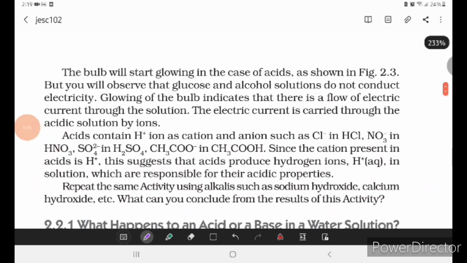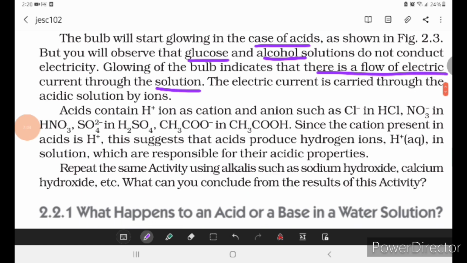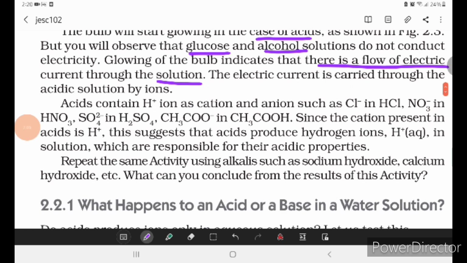The conclusion for this experiment is given here. The bulb will start glowing in case of acids as shown in figure 2.3, but you will observe that glucose and alcohol solutions do not conduct electricity. Glowing of the bulb indicates that there is a flow of electric current through the solution. The electric current is carried through the acidic solution by ions.